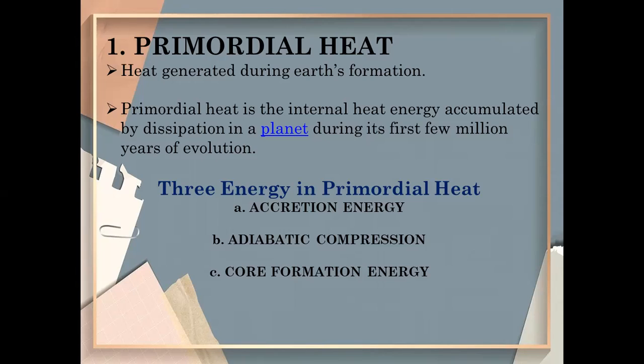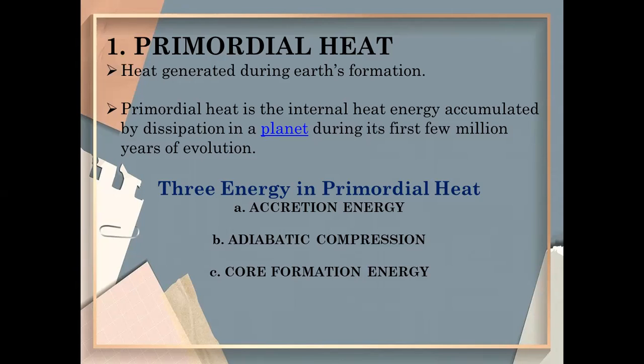So, this heat, when the planet Earth was still being formed, the heat that was there is what we call primordial heat. Primordial heat is the internal heat energy accumulated by dissipation in a planet during its first few million years of evolution. So, because of the evolution that happened, primordial heat is there.